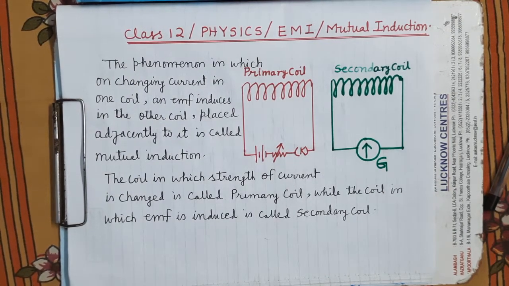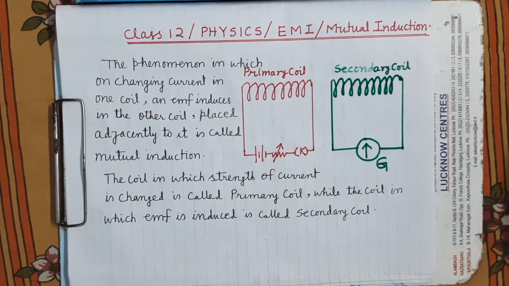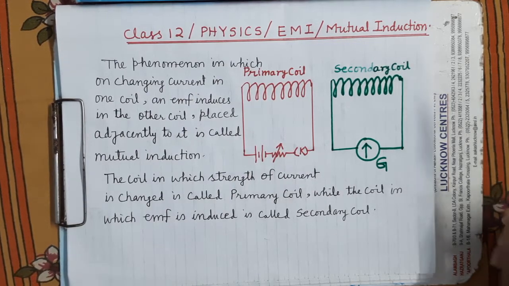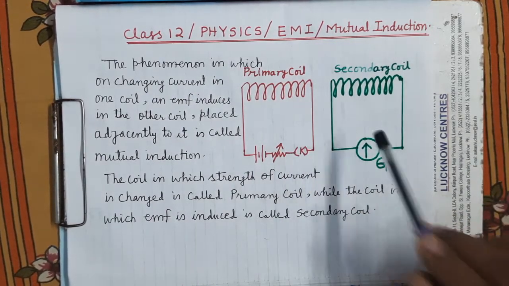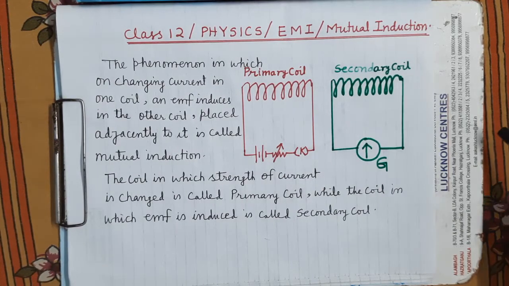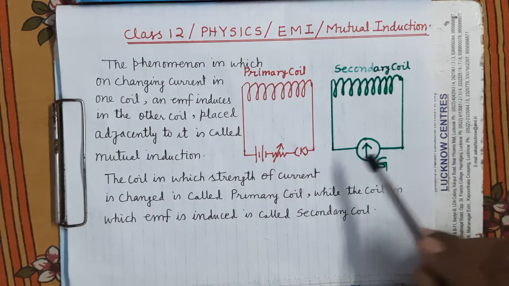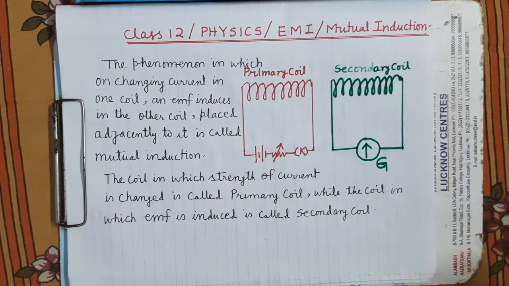Hello students, today in this lecture of electromagnetic induction, I will explain one more phenomenon of electromagnetic induction, which is called mutual induction. Now what happens in mutual induction? Here in this diagram you can see there are two sets of coils which are placed very adjacent to each other. They are placed very close to each other.